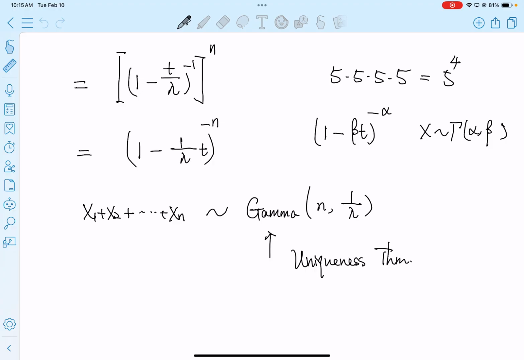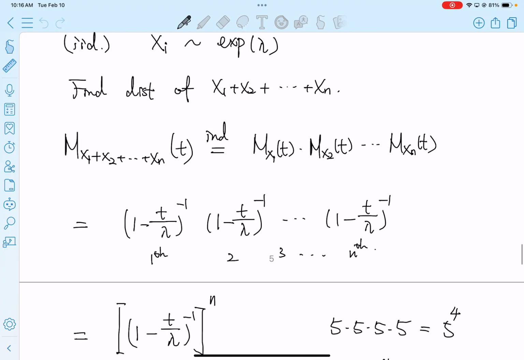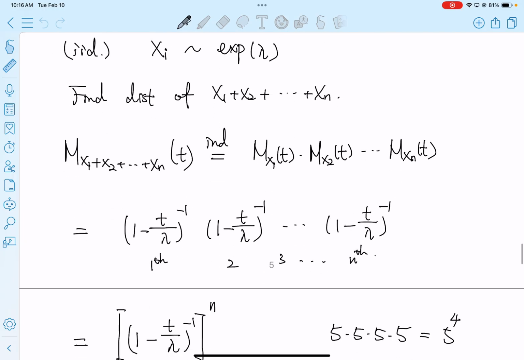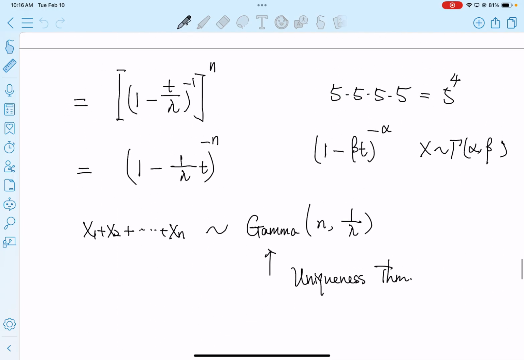So don't take it for granted that if individual random variables follow a distribution A, then their sum or their variation also follows the same. So don't take it for granted. You always need to use the moment function to check if you perform some transformation of the random variable. Individually, each of them follows an exponential distribution, but when we're talking about the sum, they follow a gamma distribution.